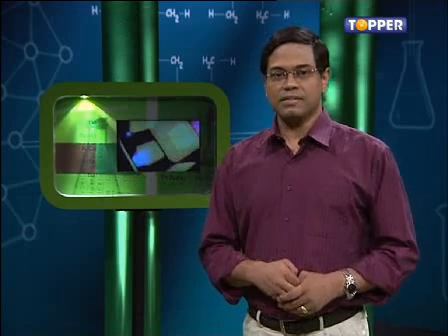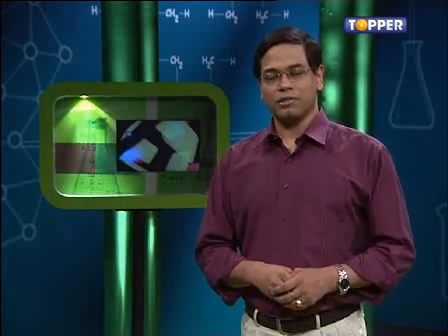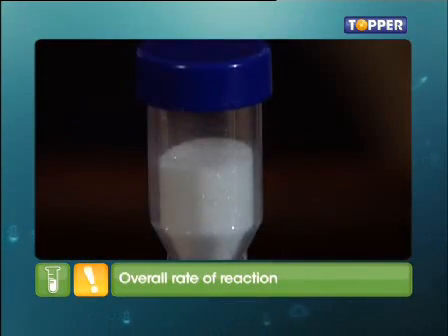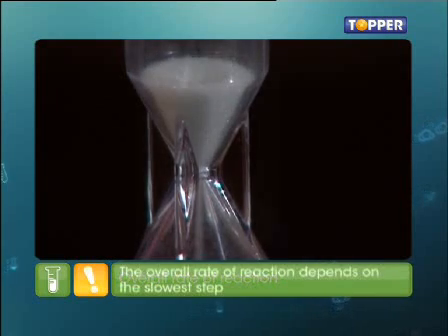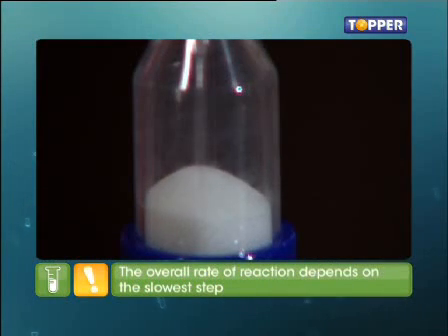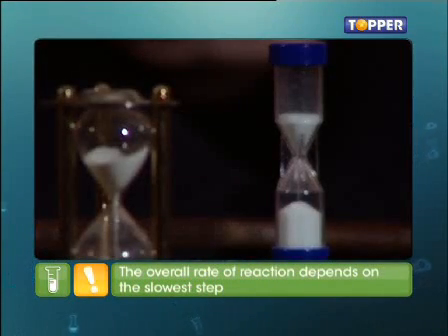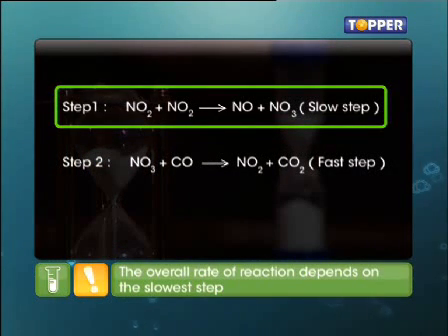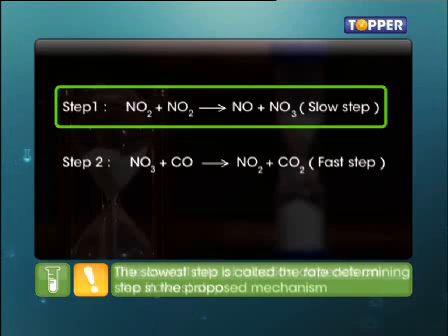How does this difference in speeds of reaction affect the overall rate? Think back to the hourglass we saw in the beginning of the show and keep thinking. Just as the rate of sand flow depends on the flow through the narrowest width of the hourglass, the overall rate of reaction depends on the slowest step. In the reaction we just saw, this slowest step is step 1, in which only nitrogen dioxide is involved. The slowest step is called the rate determining step in the proposed mechanism.